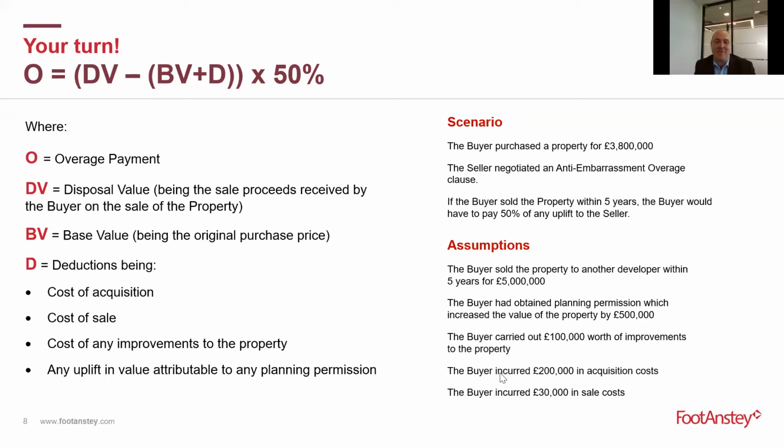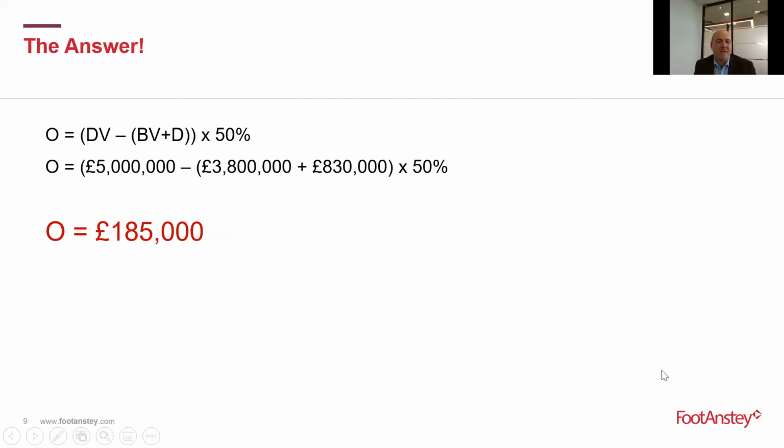185,000 pounds is the overage calculation. Don't blame the people who ticked the last couple of boxes. Let me show you just briefly how that was calculated. Apologies for giving you such a short period of time. So that's the calculation: 5 million, which is the sale price, less 3.8 million, the original purchase price plus costs. Put that all together, times it by 50%, and you get an overage of £185,000. So we've clearly got some sophisticated people on the call for doing that so quickly. Right, well done.